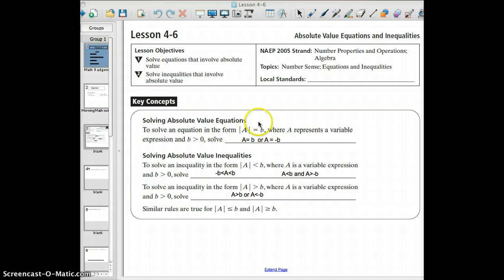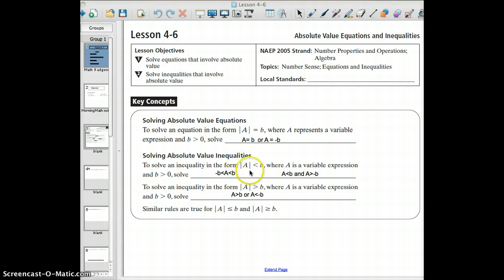So in order to solve these, you want to isolate the absolute value by itself, and then you break it down into two equations because you're going to have two possible answers for this. You break it down into the positive A equals the positive B, and then you also break it down into A equals negative B. So you isolate the absolute value, and then you break it down into the positive and the negative.